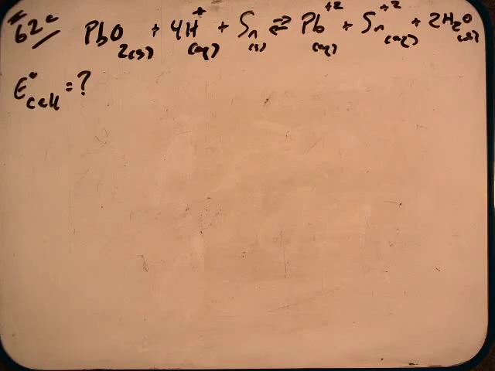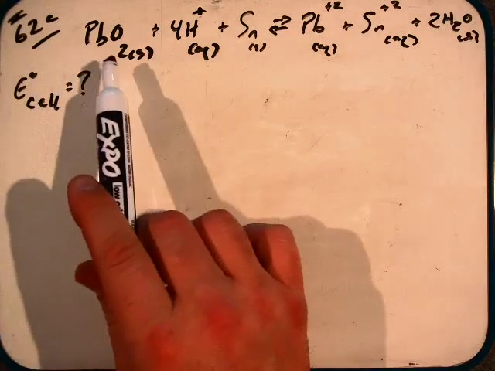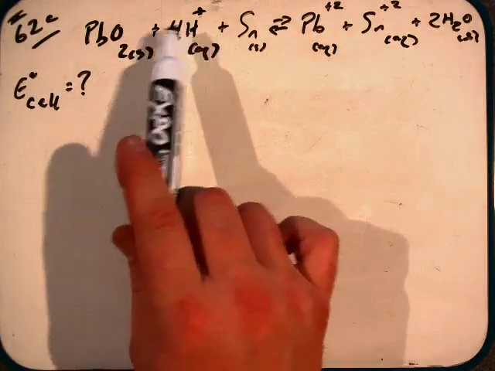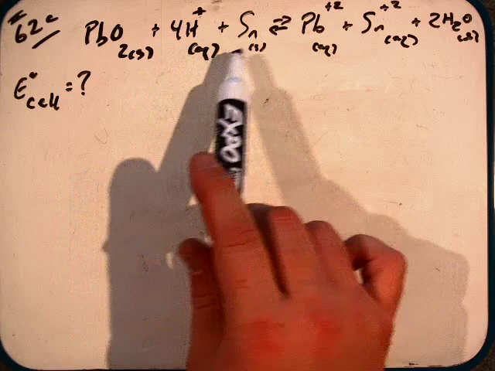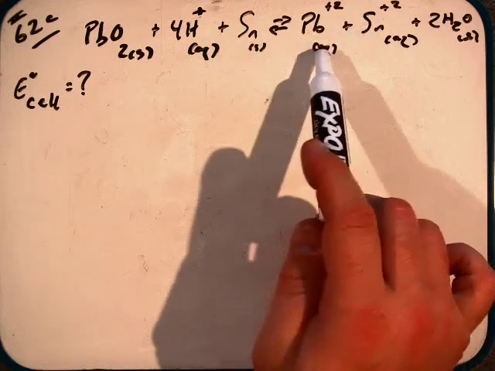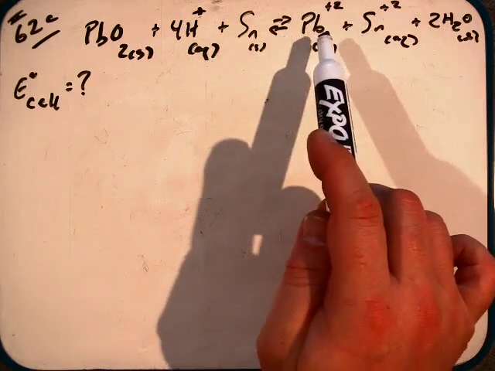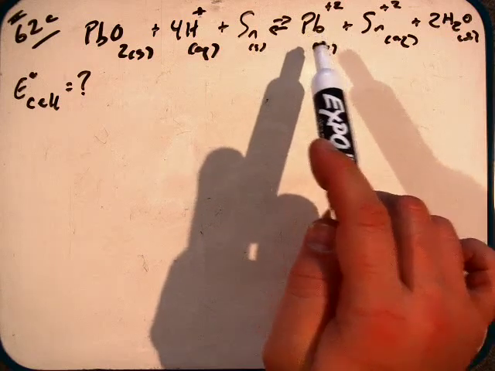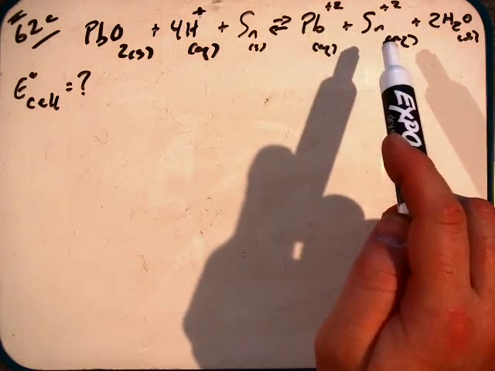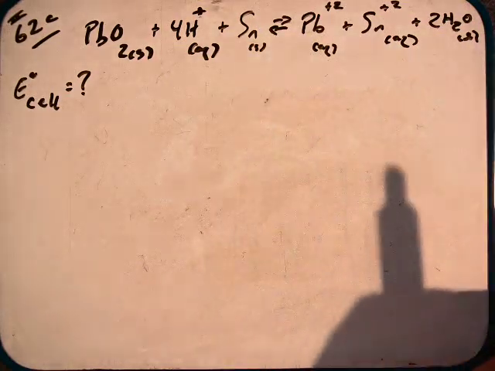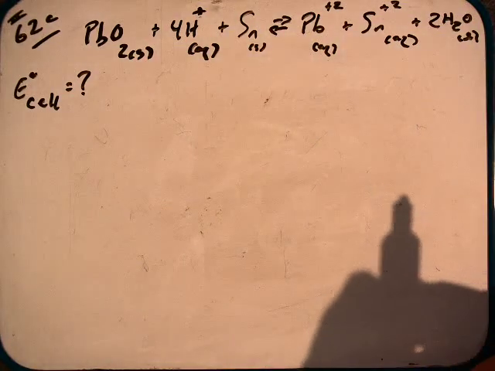This is number 62, part C in chapter 18. It asks us to solve for the cell potential of the given redox reaction. And so here we have lead oxide and tin, and under acidic conditions is going to react in a redox nature to make lead plus 2 as well as tin plus 2, and then we have some water as a result of balancing there too.